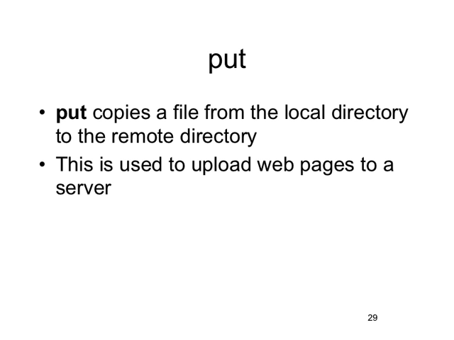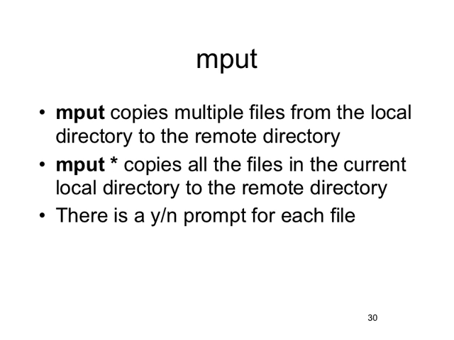Now put is the most important one. So put copies a file from the local directory to the remote directory. So if you say put page1.html, it'll take page 1 from your local machine and copy that to the folder on the server. And so that's what you use then to upload your pages to the web server. So mput then copies multiple files. So you might say mput star.html if you wanted to copy all the HTML files. Something like that.